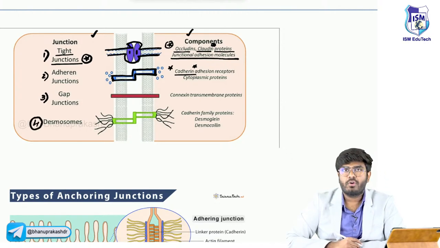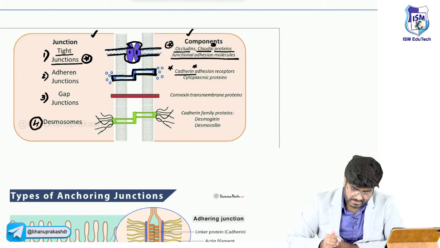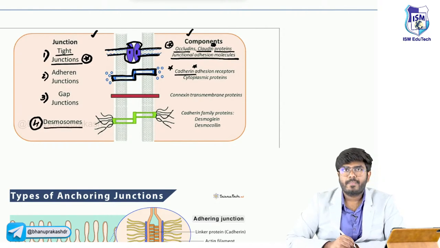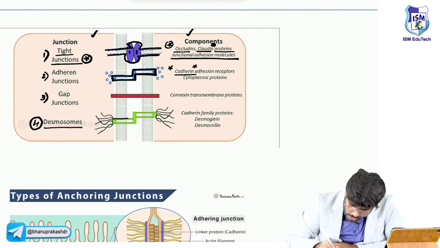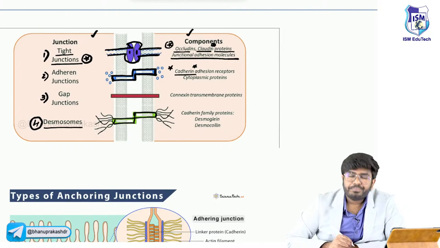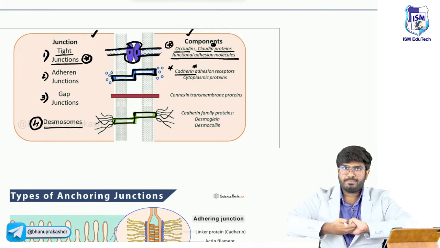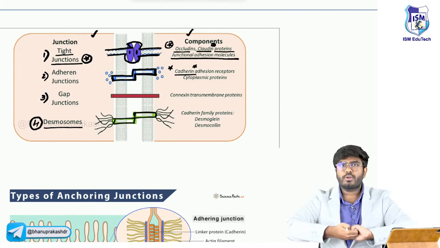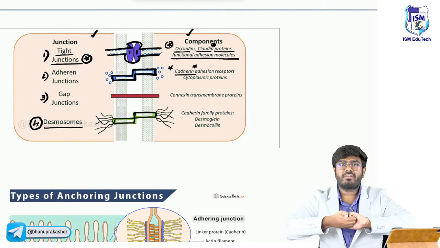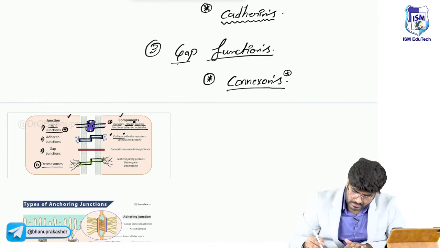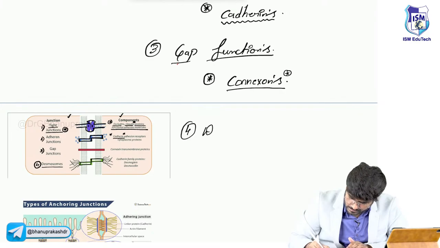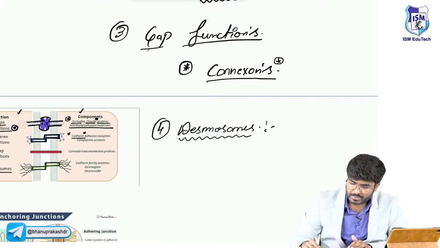Out of all this, if you ask me who is the superhero, sir? It's the desmosomes. These desmosome molecules also help in binding one cell with the other cell. These are also proteins which are helping in binding one cell with the other cell. So the last junction is desmosomes. Sir, what are the examples of these proteins?